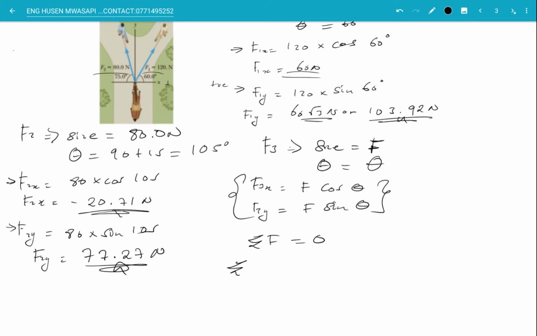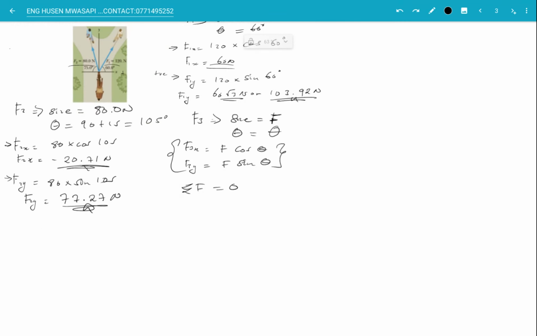Now let's say summation of the forces should give me 0. So let's sum up all the forces in the x and equate it to 0. Let me just write where there's a lot of space. Summation of the forces in the x should give me 0. So what forces do we have in the x? We have this one first, so we say 60. Which other one do we have? We also have this one here, so we can say 60 plus minus 20.71. Which other one do we have? We have this one here, so plus F cos theta is equal to 0. This is for the x component.